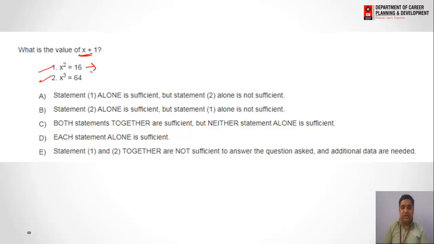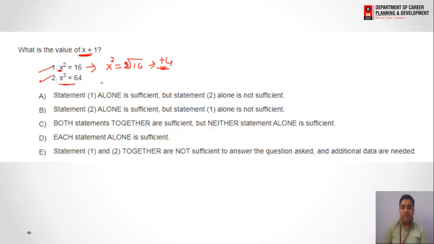Because for this question, x square is 16, so x is equal to the square root of 16, that gives us the value 4. But again here we have two different values, that is plus 4 and minus 4, as per x square we have in the question. Here we have two different values for x, so we cannot solve it by using the first statement alone.